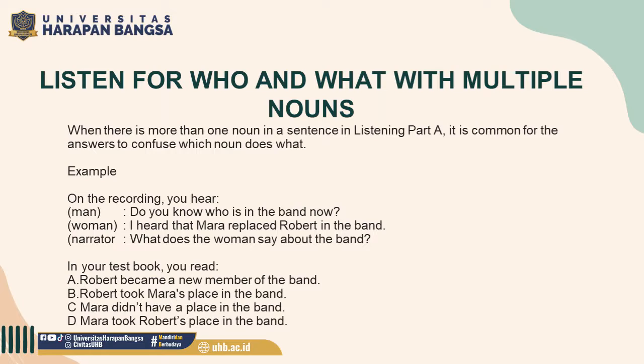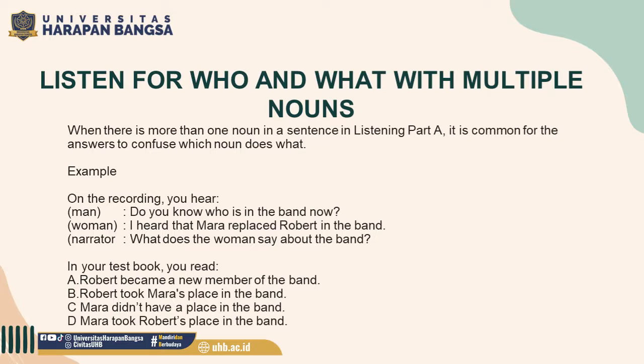Listen for who and what with multiple nouns. When there is more than one noun in a sentence in listening Part A, it is common for the answer to confuse which noun does what. Example: on the recording you will hear a man ask, "Do you know who is in the band now?" The woman says, "I heard that Mara replaced Robert in the band." And the narrator will ask you, "What does the woman say about the band?"